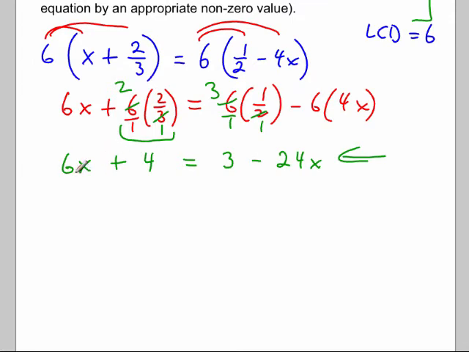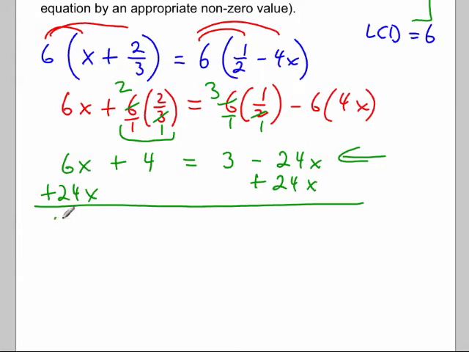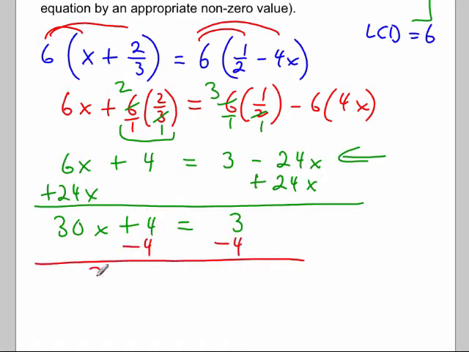Let's get the x's on the left, which means we have to remove the x's on the right. So we've got to counteract the negative 24x by adding 24x to both sides. That would be 30x plus 4 would equal 3. Okay, we have our x's alone on the left. We have to get rid of the constant 4 plus 4. So we minus 4 on both sides to get rid of that.